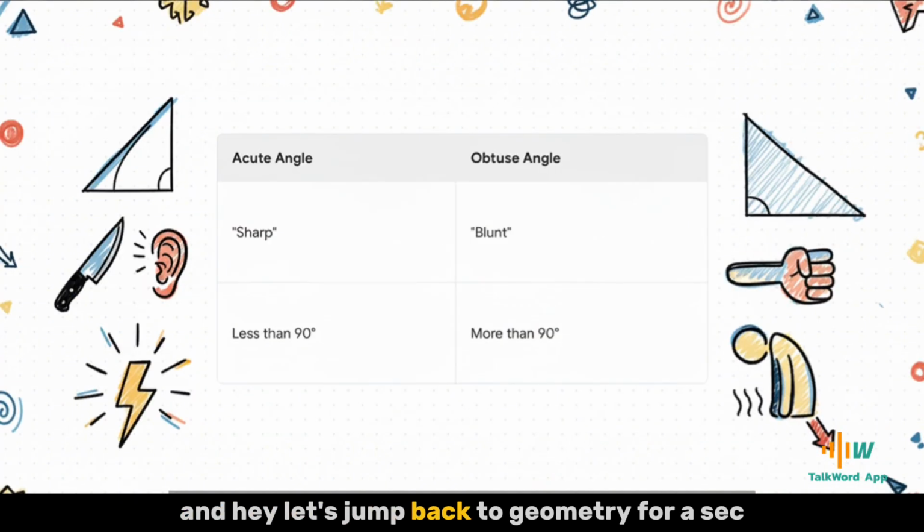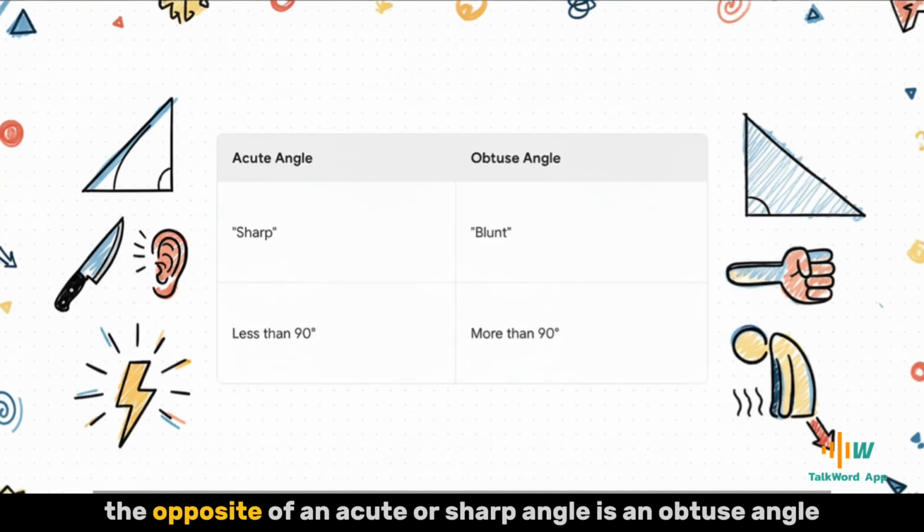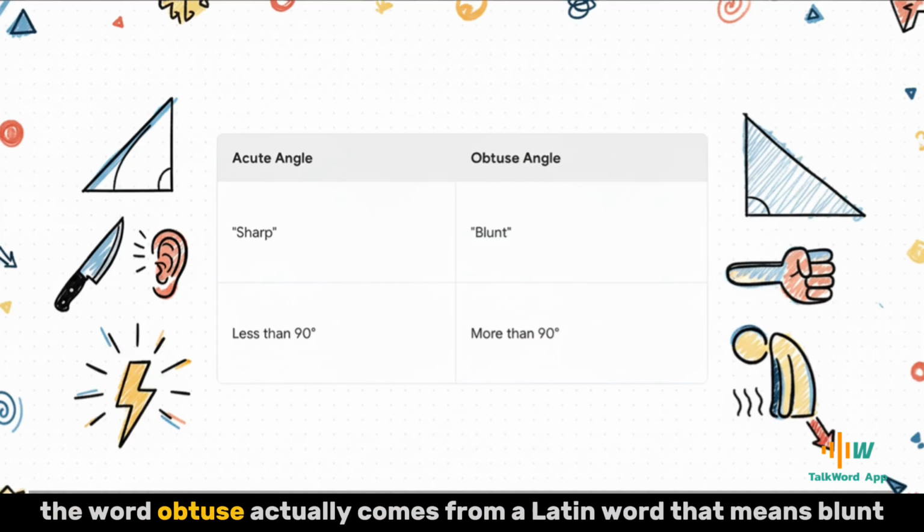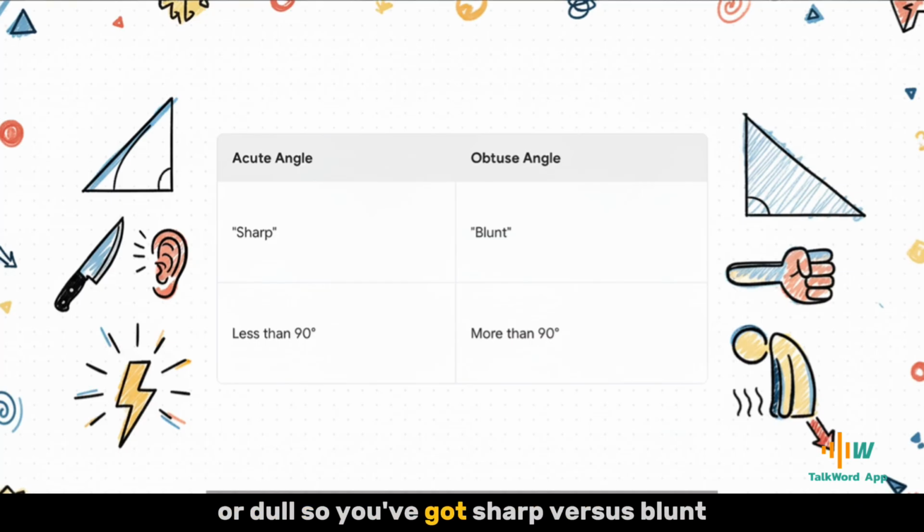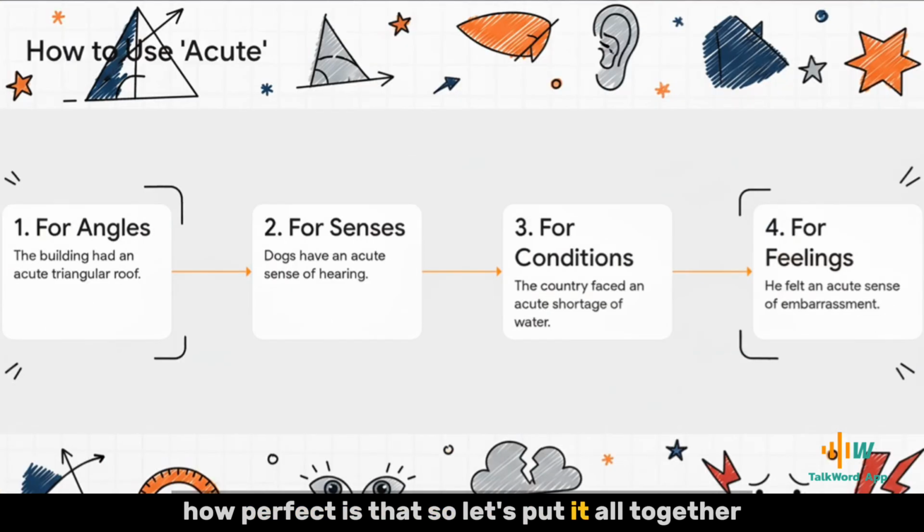And hey, let's jump back to geometry for a sec. The opposite of an acute, or sharp angle, is an obtuse angle. And get this, the word obtuse actually comes from a Latin word that means blunt or dull. So you've got sharp versus blunt. How perfect is that? So let's put it all together now.